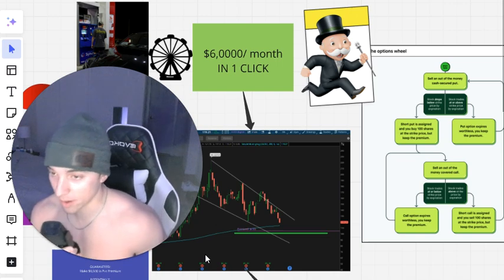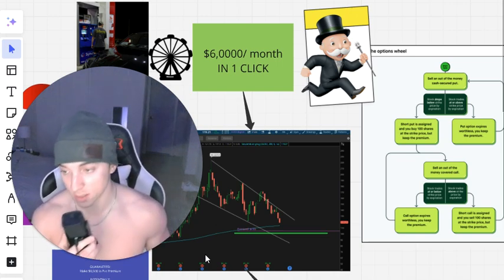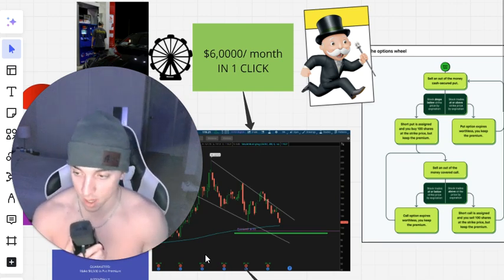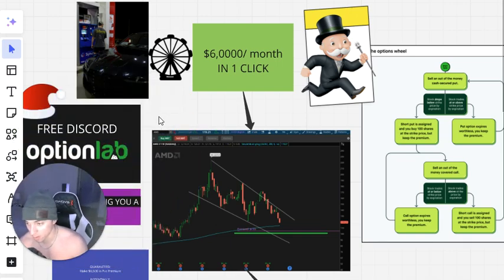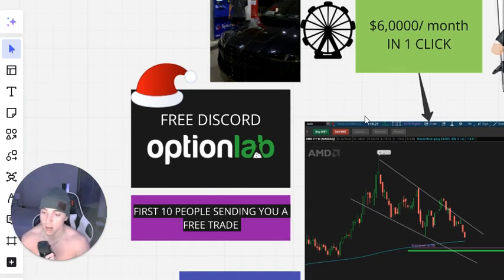In this one, I'm going to be talking about how I plan to make 6K in 1 month in one single click, trading 80% probability options. So, if you guys are not familiar with who I am and what I trade, I'm the owner of Option Lab. I trade high probability option selling strategies.